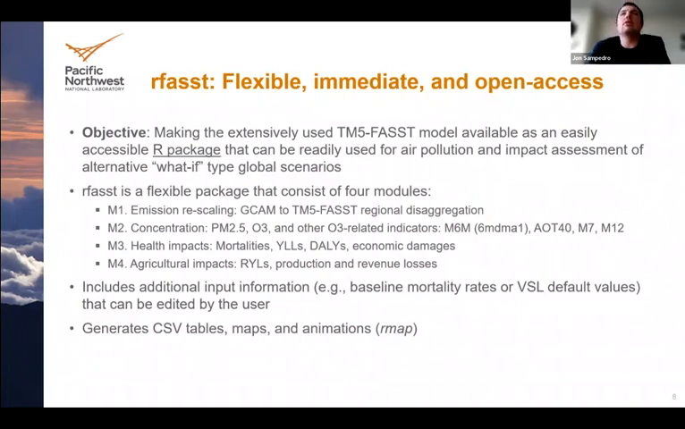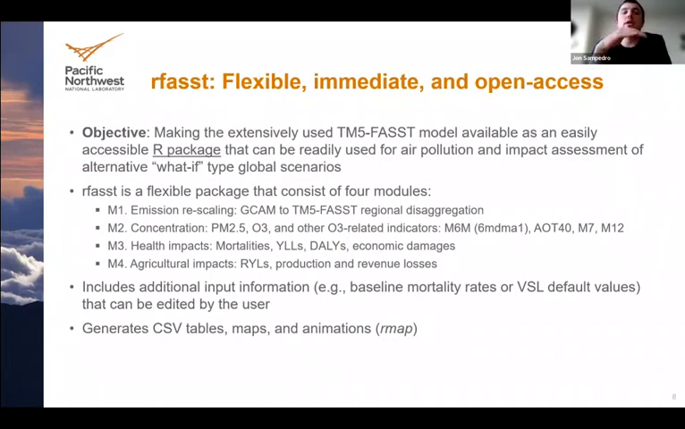So basically, rfasst is a flexible package which consists of a number of different functions to estimate different things, but are classified or divided into 4 different modules, right? In the first step, we take the emissions from, in this case, GCAM, and we rescale them to the regional disaggregation of TM5FAST, doing some other pollutant-related adjustment. And I think this is very related to the talk that we have just heard.